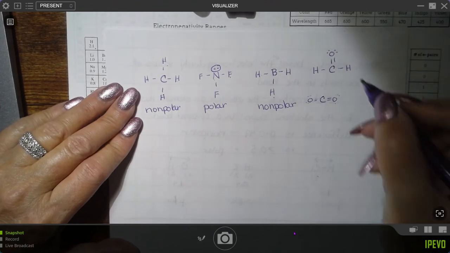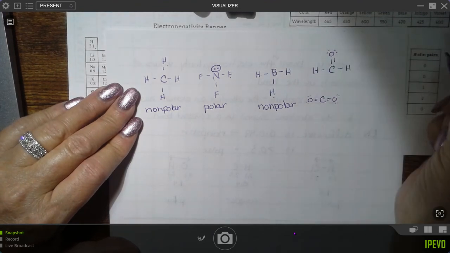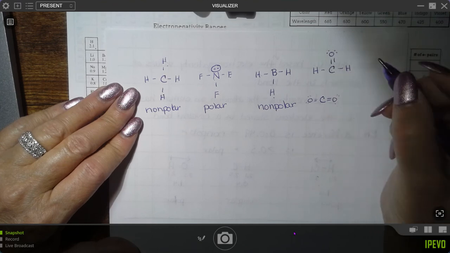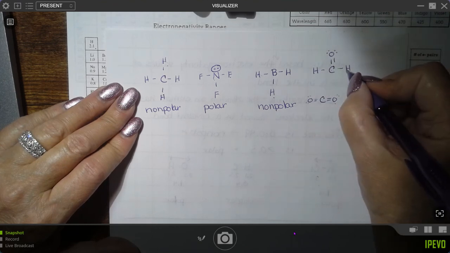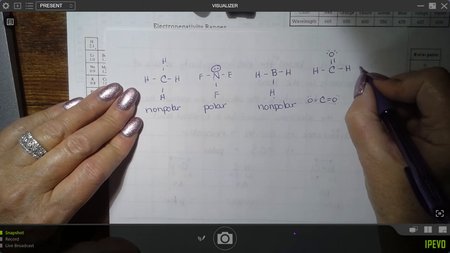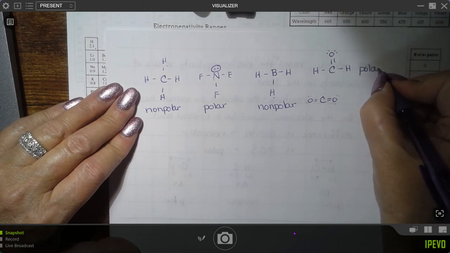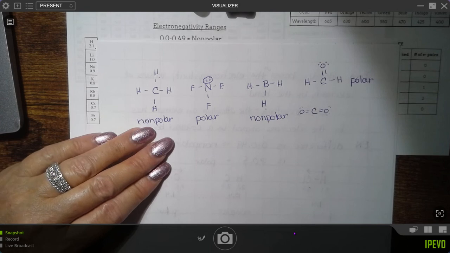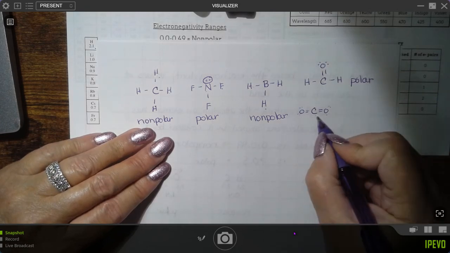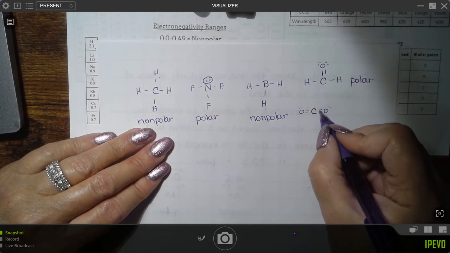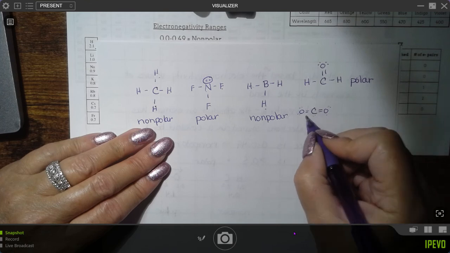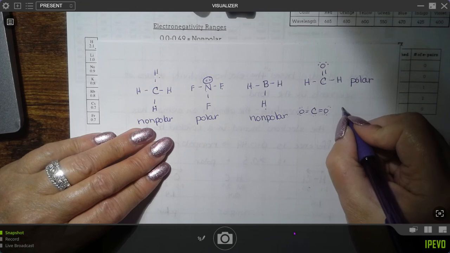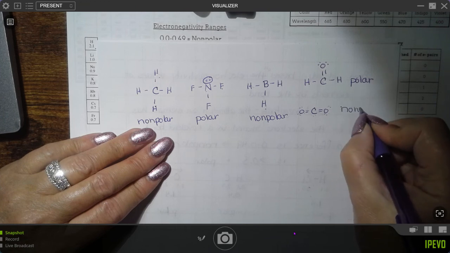What about CH2O? C is the central atom, so no lone pairs, but we have two hydrogens attached, and an oxygen. So the atoms attached to the central atom are different, which makes that molecule polar. And then finally, carbon dioxide, CO2, no lone pairs of electrons. The atoms attached are the same, so that makes this a nonpolar molecule.